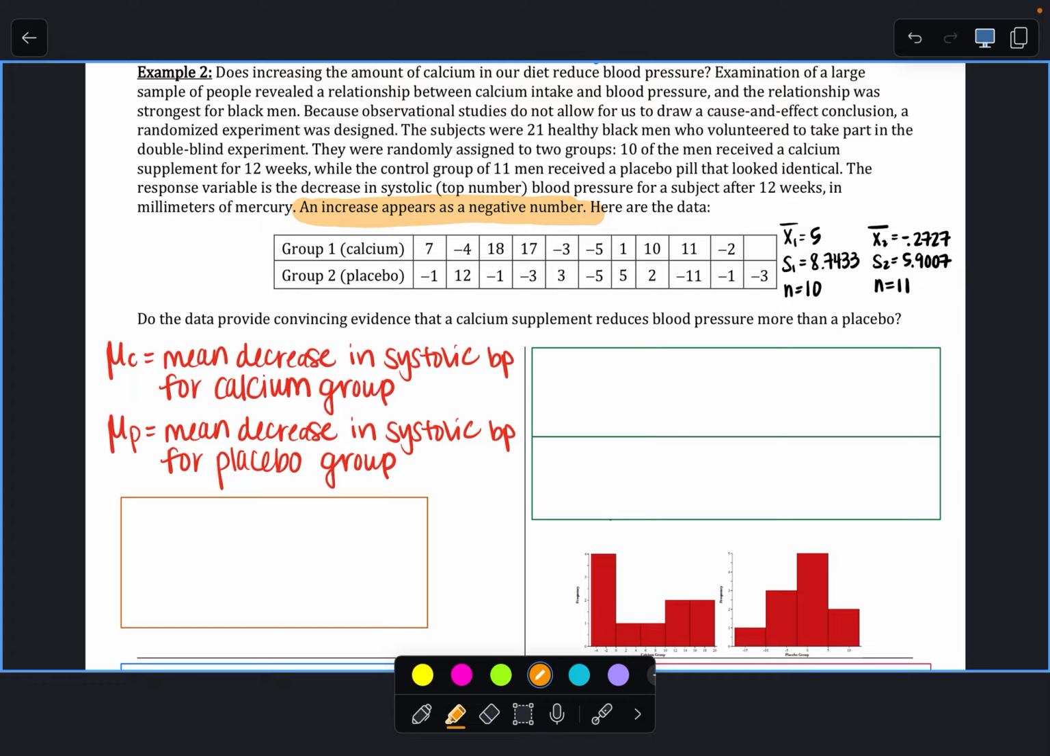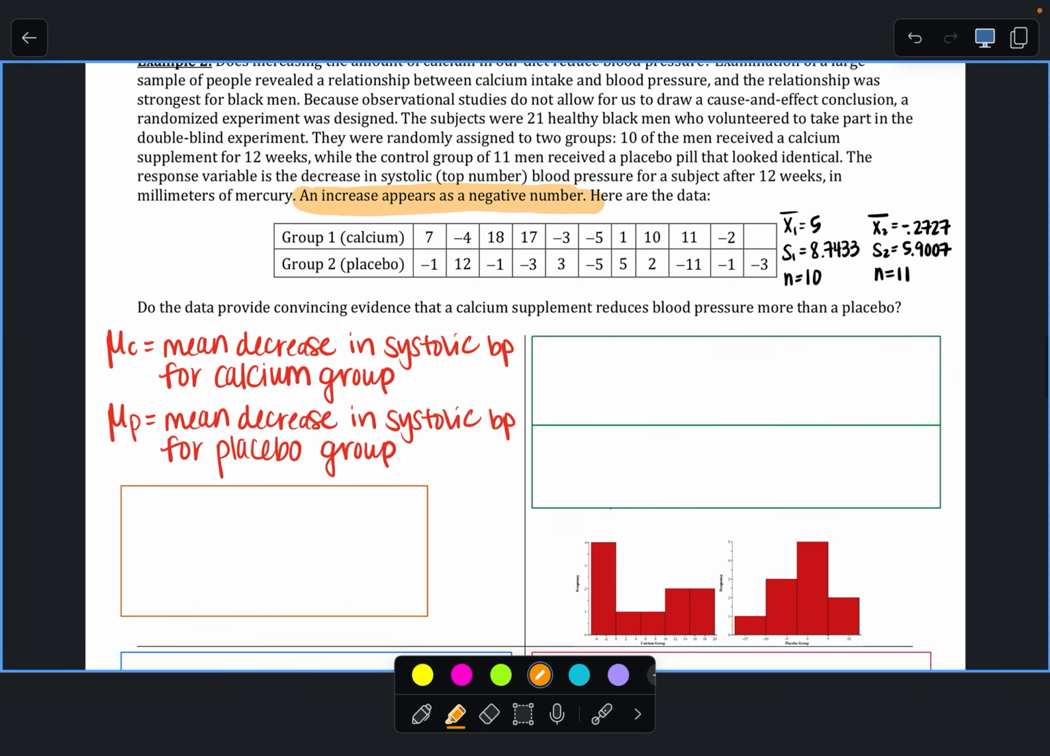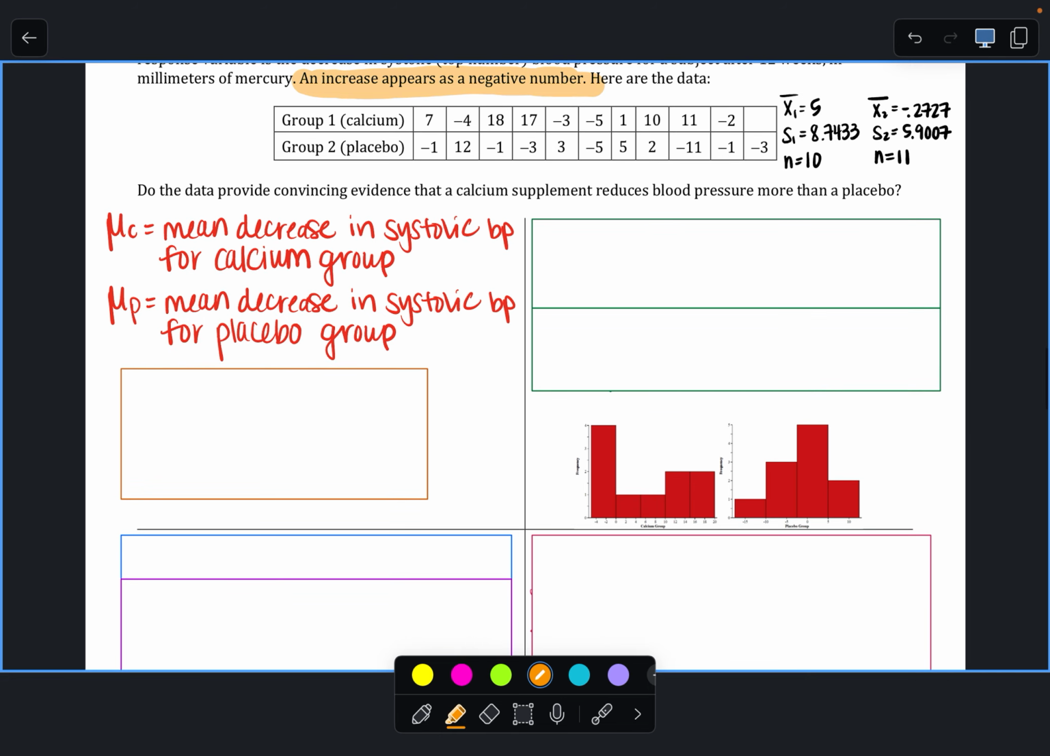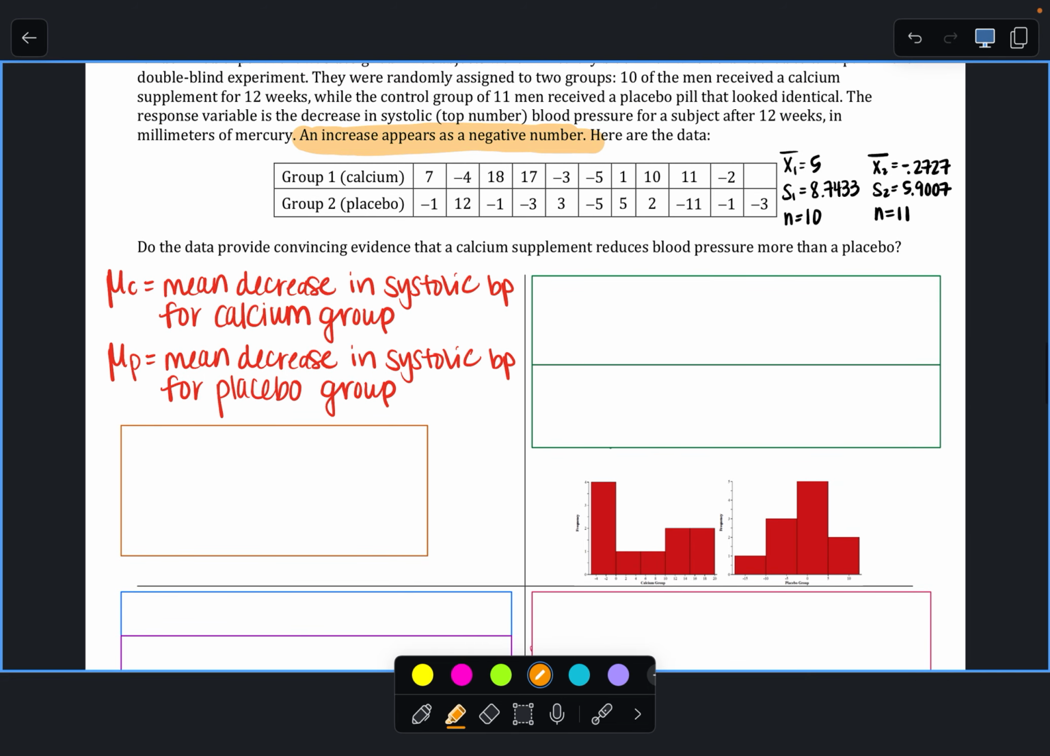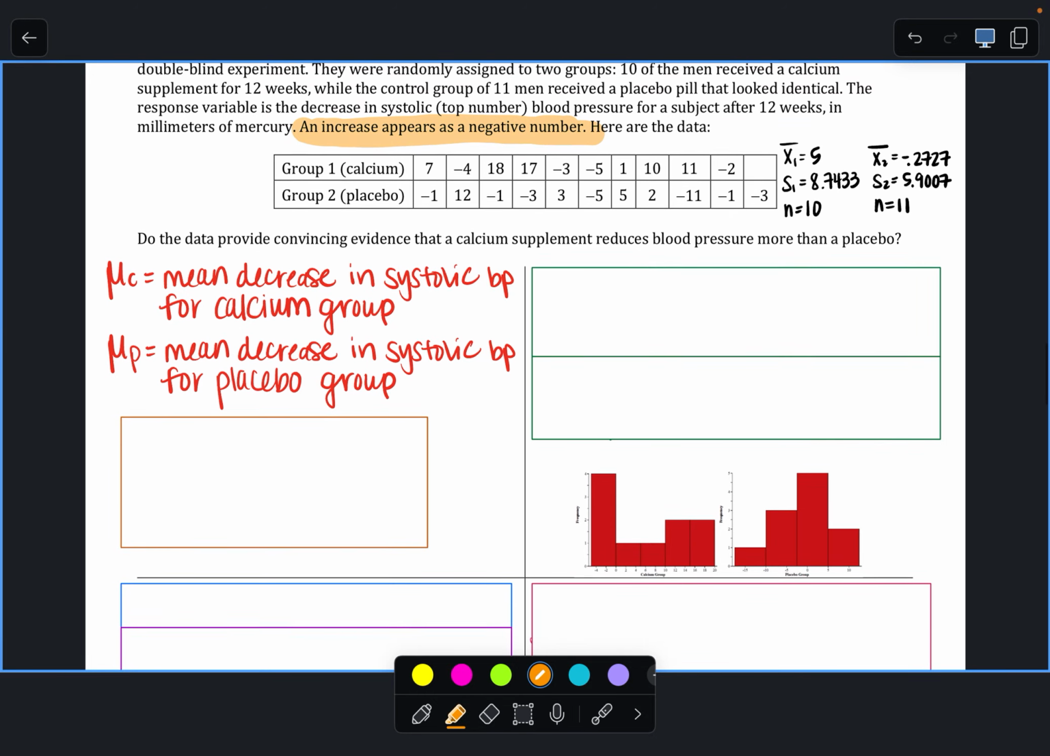So truthfully, they probably did what I had in the other question, a before minus after, meaning they should be getting a negative number. But we're just going to keep that in mind because that's going to come into play with how we write our hypotheses. Any negative number means they are increasing their systolic blood pressure. So we don't want them to be negative numbers. We want them to be positive numbers because that would be a decrease.